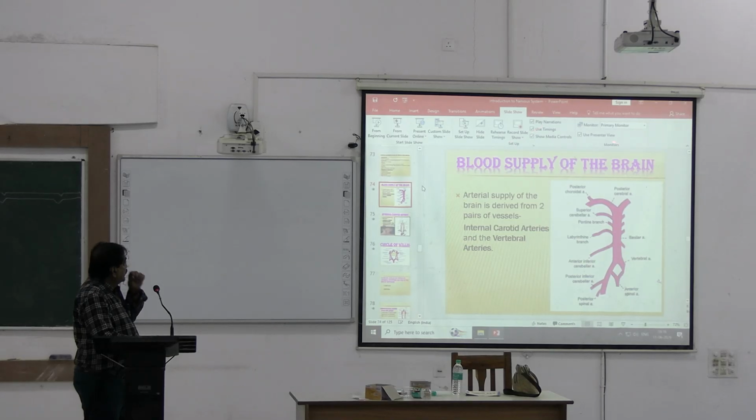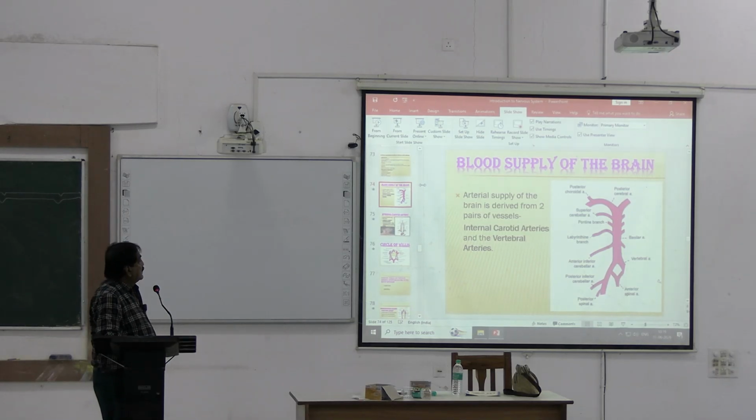Now, the arterial supply of the brain is derived from two pairs of vessels: the internal carotid arteries and the vertebral arteries. The internal carotid and vertebral arteries supply the brain.